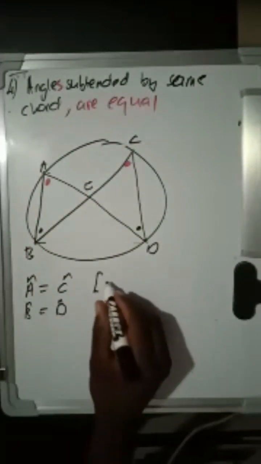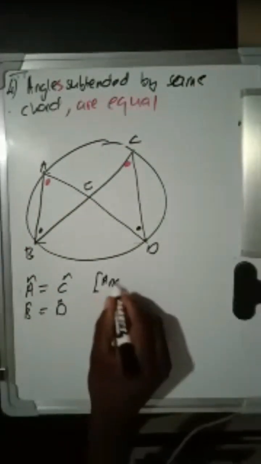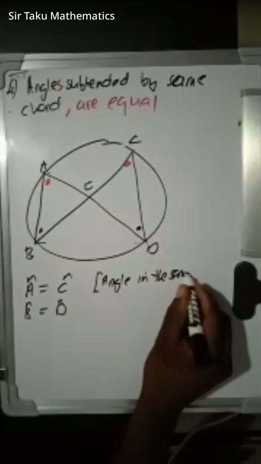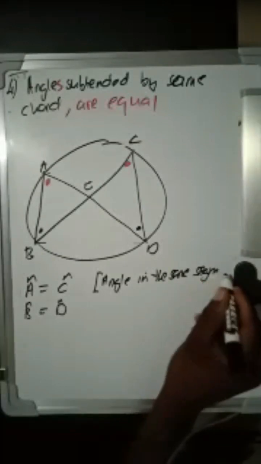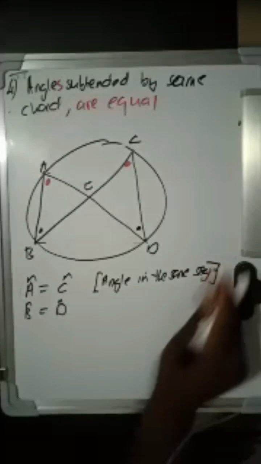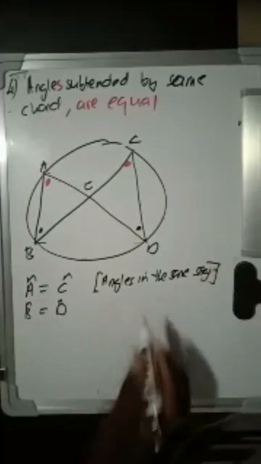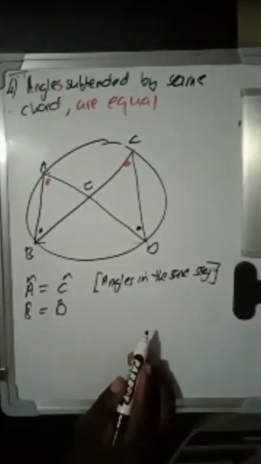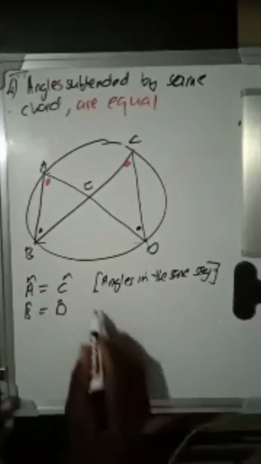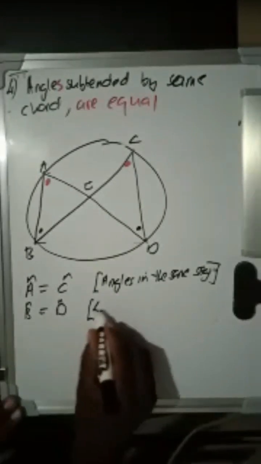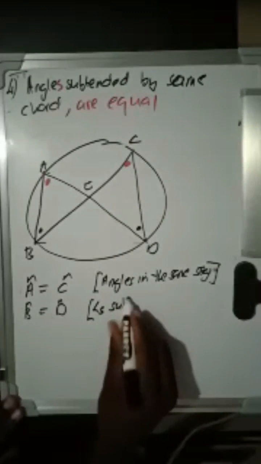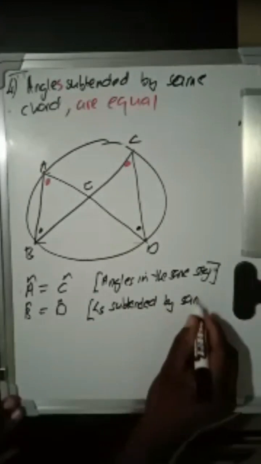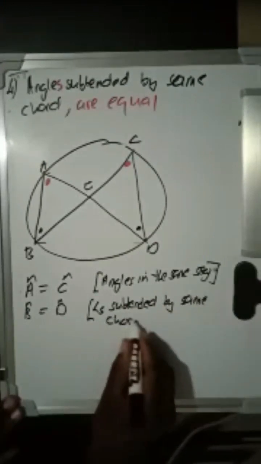We can say angles in the same segment. Angles in the same segment, or you can say angles subtended by the same chord, or angles subtended by the same arc. It's still the same, it's still acceptable. So angles subtended by the same chord, they are equal.